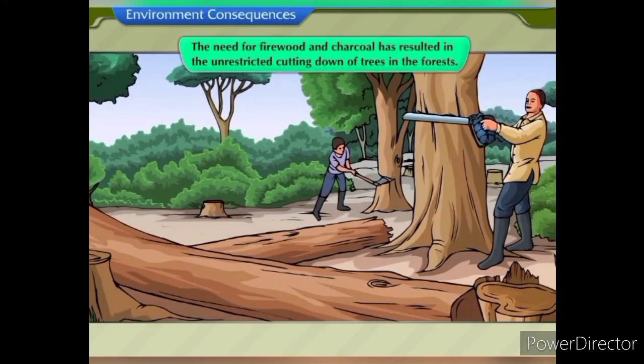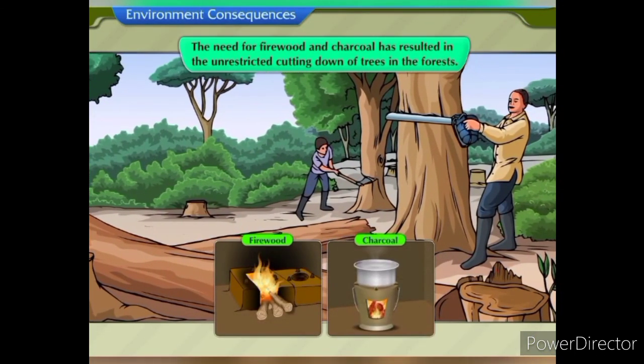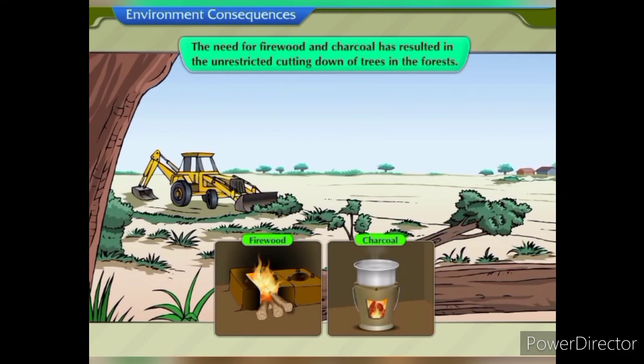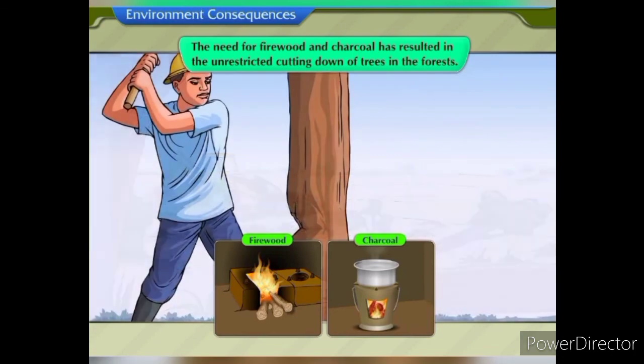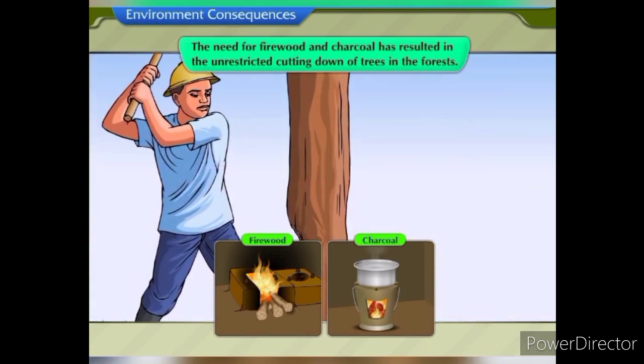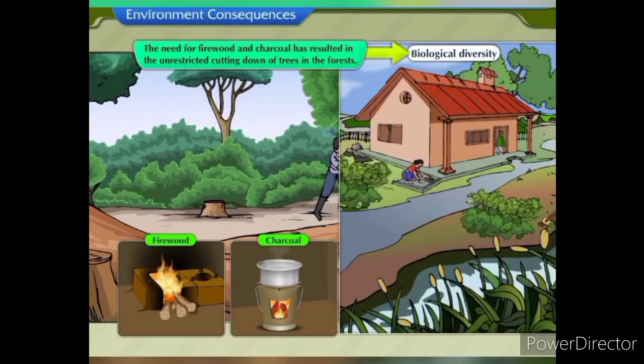The need for firewood and charcoal has resulted in the unrestricted felling of trees in the forests. Further, the degradation of forests poses a threat to biological diversity.